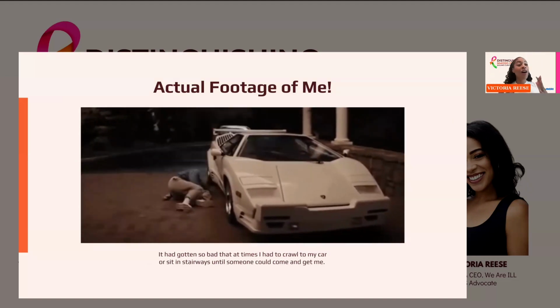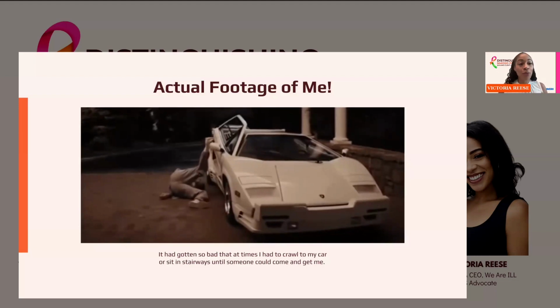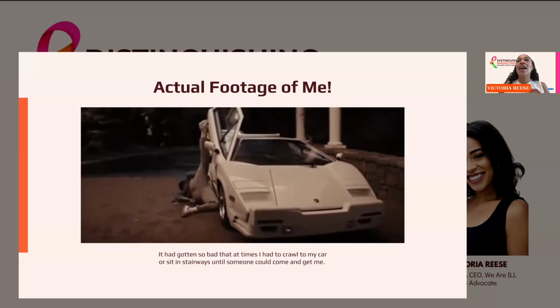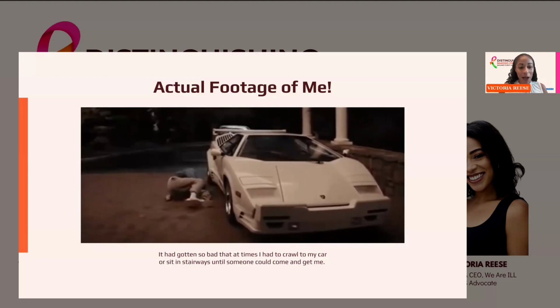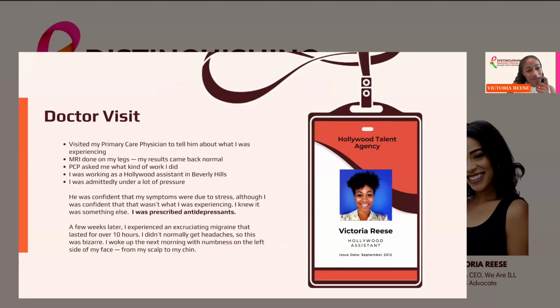And it's funny now, I can joke in this safe space, but it was very traumatic and very scary and very embarrassing at the same time. Next slide. So a little bit about my diagnosis.